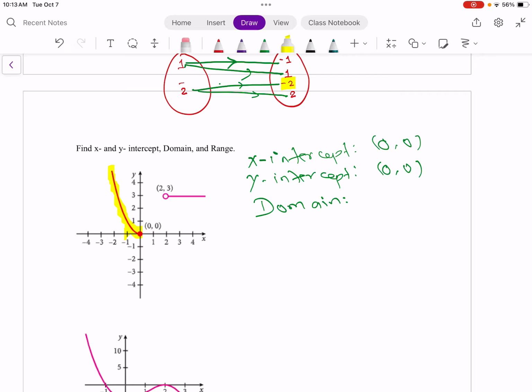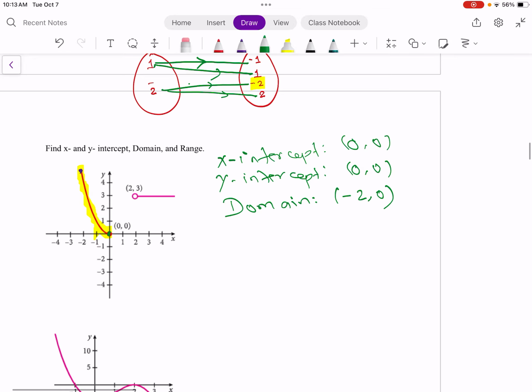Now, when you are writing interval, you are always starting from left to right. So you can take this point as a starting point, or you can extend this graph all the way to the negative infinity. So let's take this as a starting point. For this graph, what value of x is it starting from? It is starting from -2, and how far is it going? It's ending at 0, at x equals 0. So from -2 to 0. This is the domain for the left part of a graph.